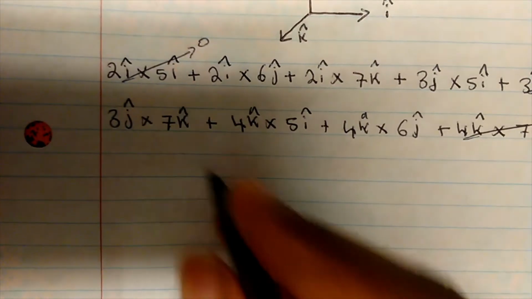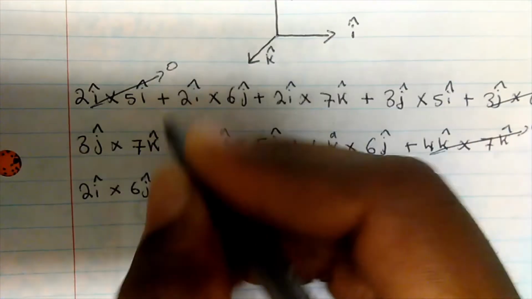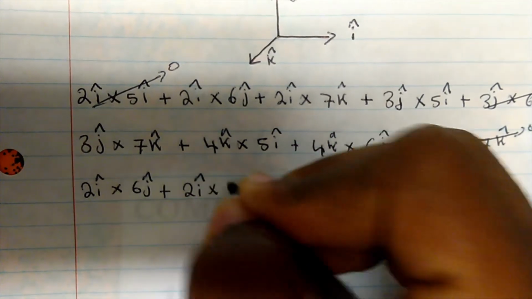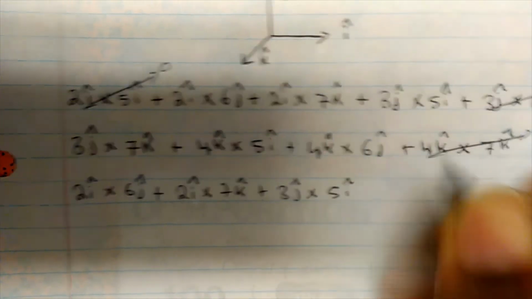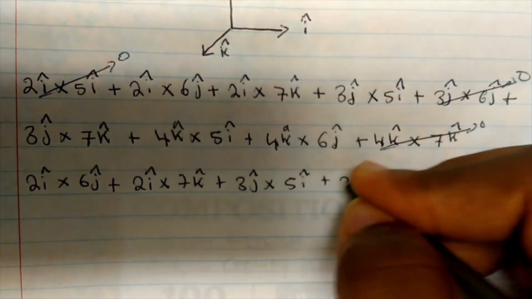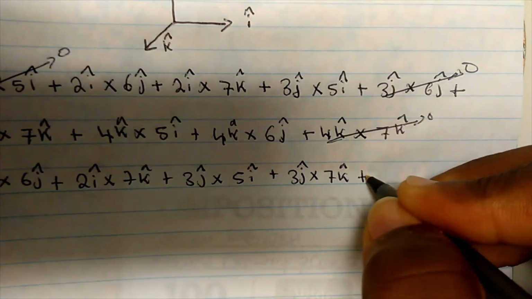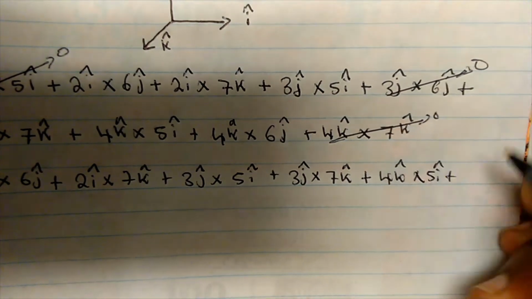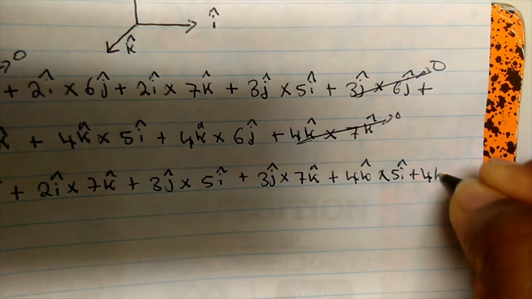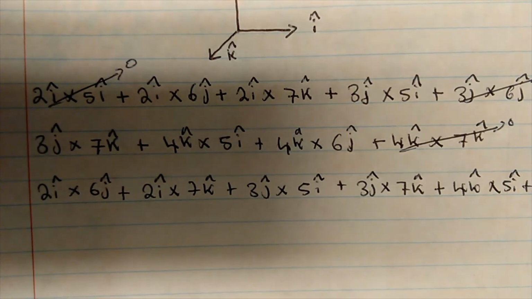And so if I rewrite this, what do we have? We have 2 i hat crossed into 6 j hat, plus 2 i hat crossed into 7 k hat, plus 3 j hat crossed into 5 i hat. Well, this is 0, so we just move on. So this is 3 j hat crossed into 7 k hat, plus 4 k hat crossed into 5 i hat, plus 4 k hat crossed into 6 j hat. So there's the whole thing minus the zeros, which I just rewrite.